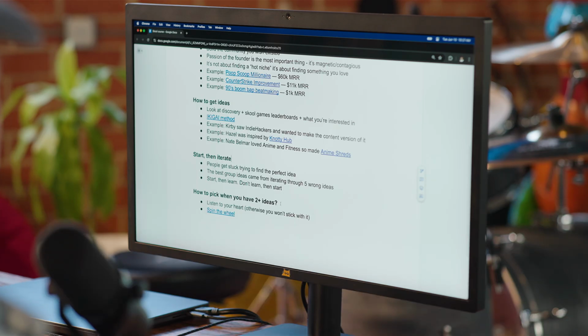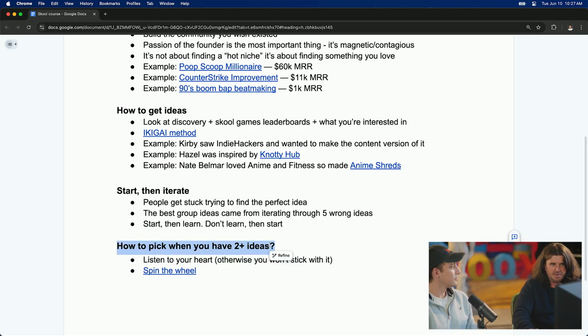And then, how to pick when you have more than 2 ideas. Sometimes at the Skool Games, someone comes up to me, usually a young person, and says, "Hey man, what do you think I should do? I could do this, I could do this, I could do this." And I always just say to them, "What do you want to do?" And they're like, "What? That doesn't matter." And I'm like, "No, that does matter." And they're like, "No, man, I should do this other thing." And I'm like, "Well, if you think you should do this other thing so badly, why are you asking me?"